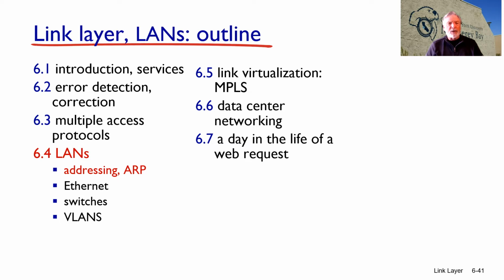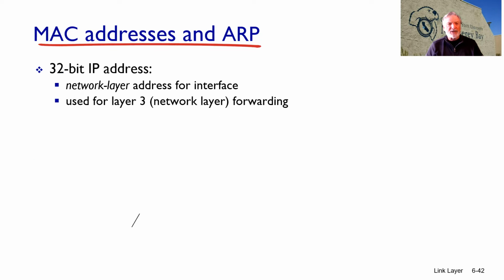Specifically, we'll be looking at link layer addressing and ARP, which is the Address Resolution Protocol. We have already studied the network layer addressing for network interfaces. Specifically, we looked at the 32-bit IP address, which is used for layer 3 forwarding.